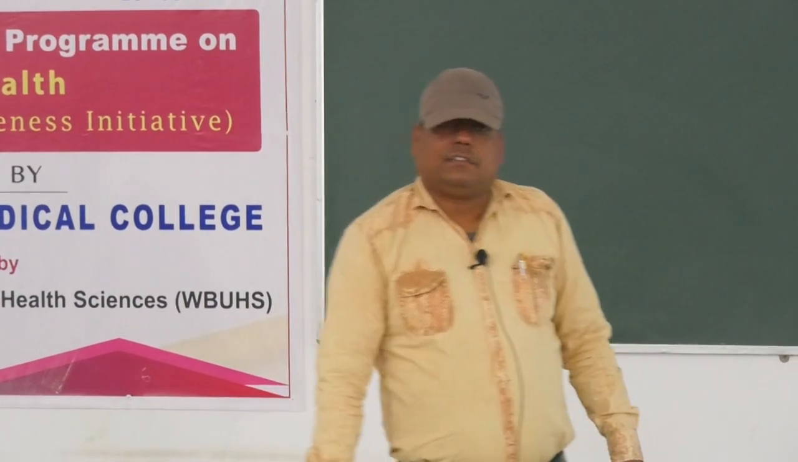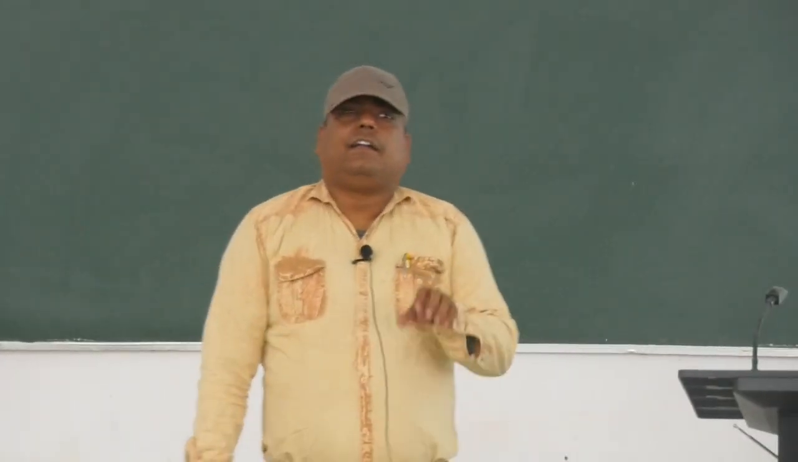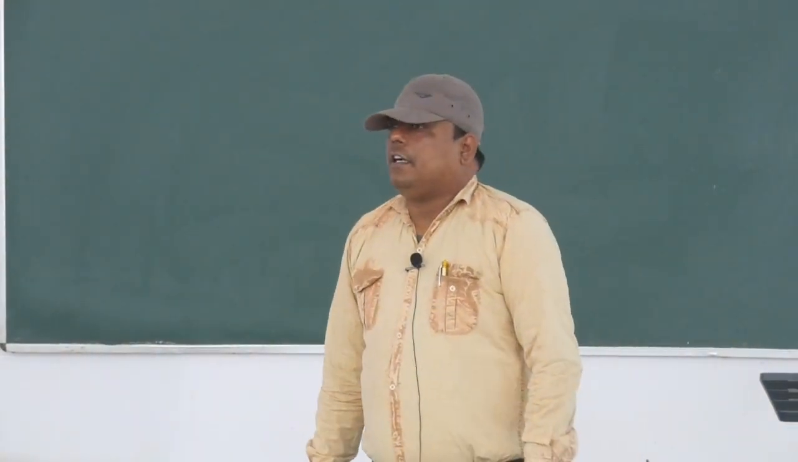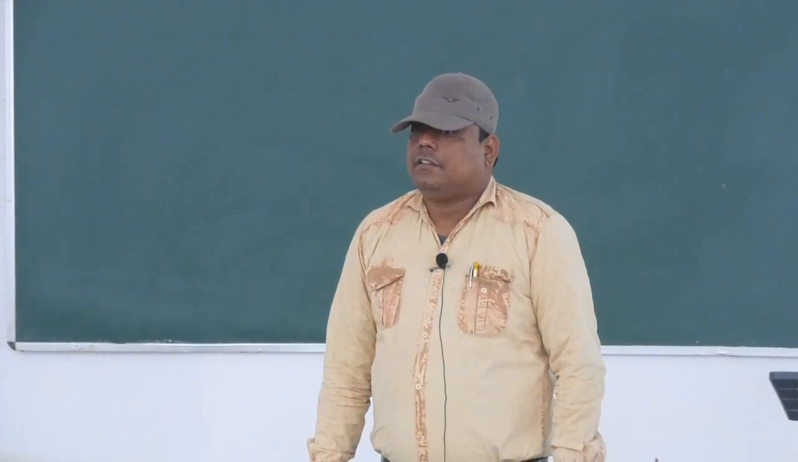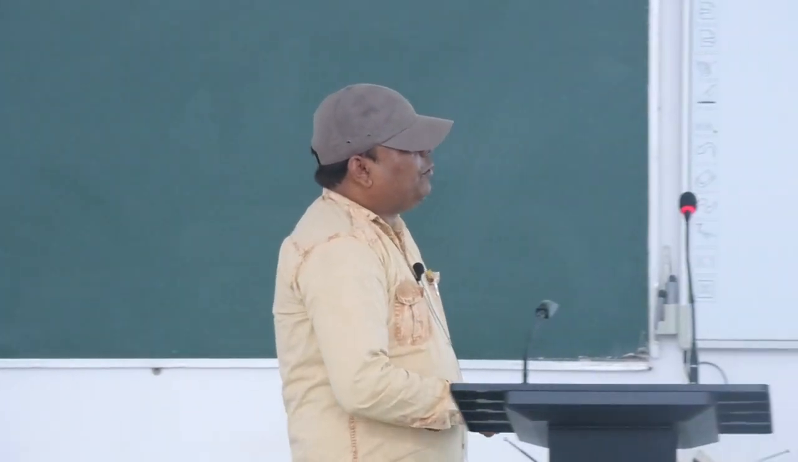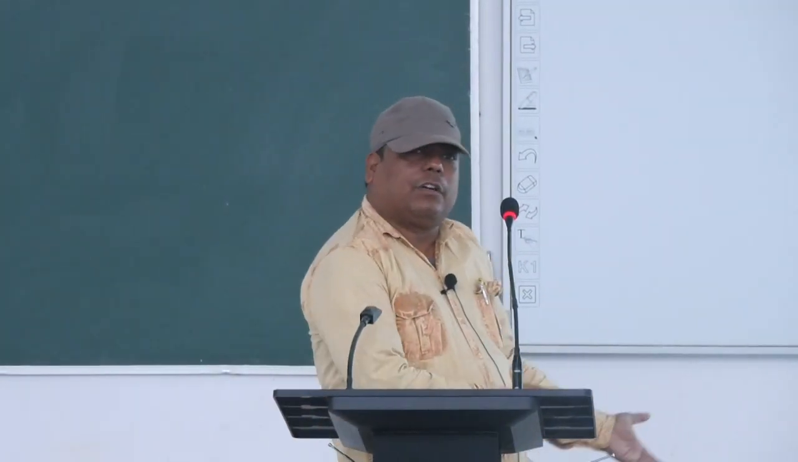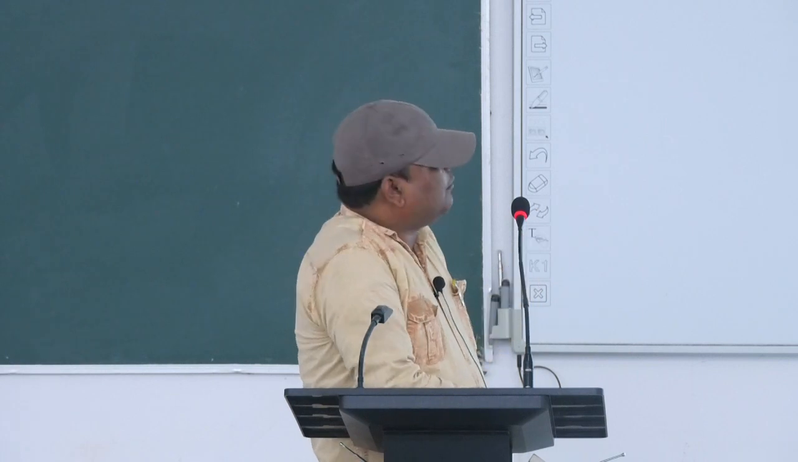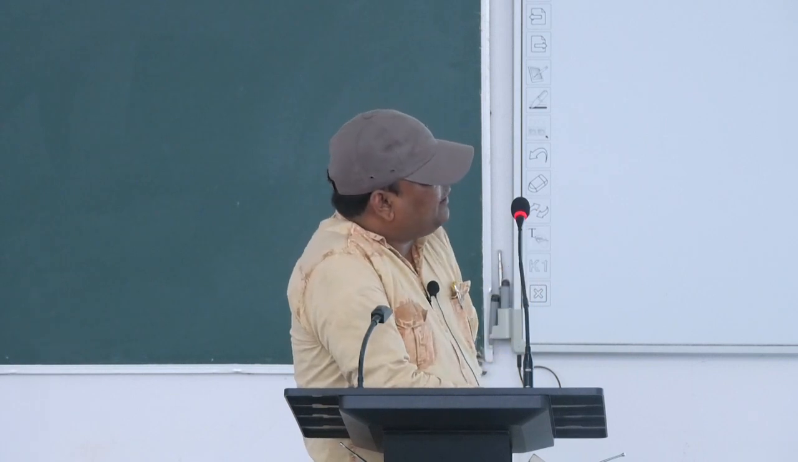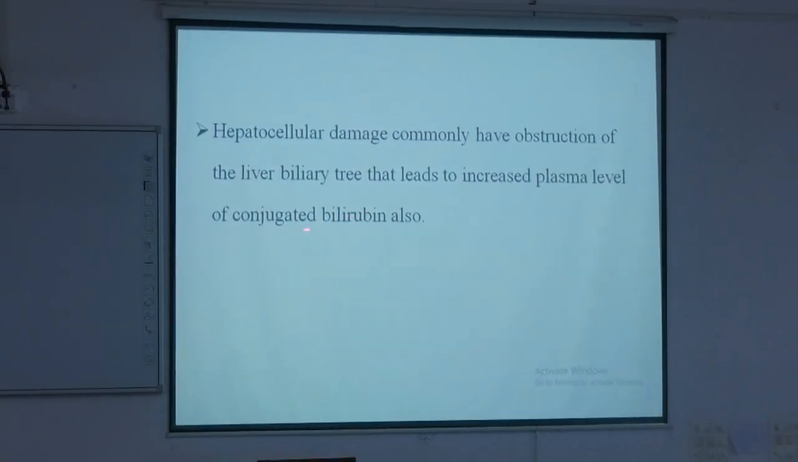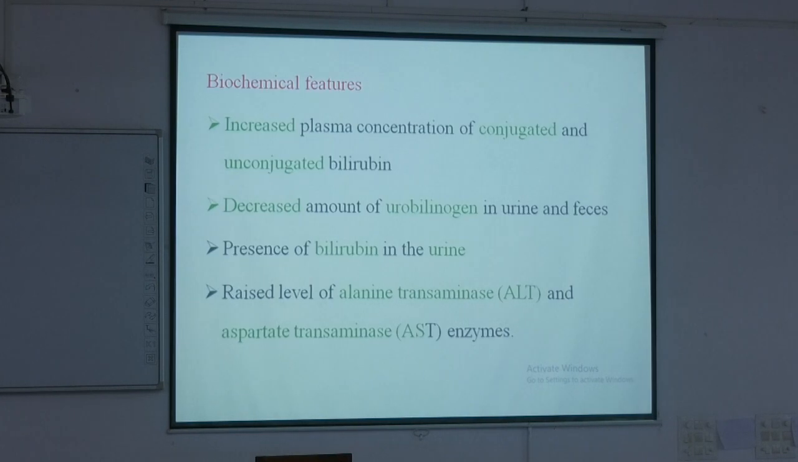There is no conjugation. There is no formation of diglucuronide bilirubin, which we call direct bilirubin or indirect bilirubin? Direct bilirubin. Okay? There is no formation, there is no conjugation. Ultimately, the conjugated bilirubin, which is direct bilirubin, is excreted out. Hepatocellular damage commonly has obstruction in the liver biliary tree, leading to increased plasma level of conjugated bilirubin also.